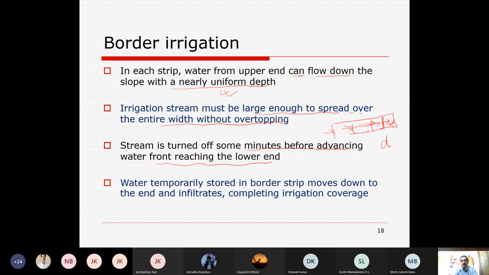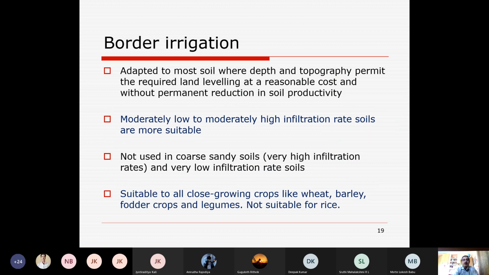The reason is to save water. The water temporarily stored in the border strips moves down and infiltrates here at the last, completing the irrigation coverage of this field. So that is the simple method of border irrigation.